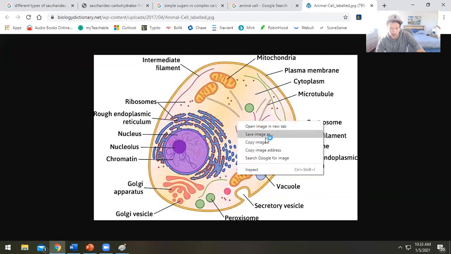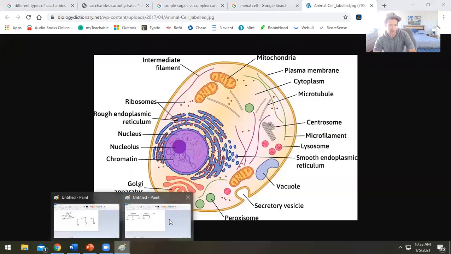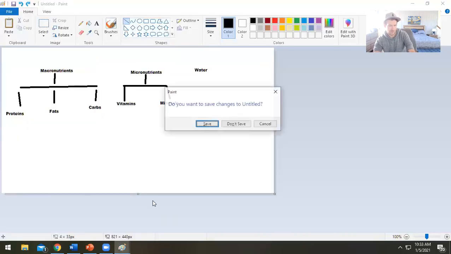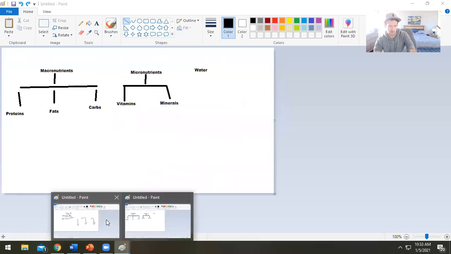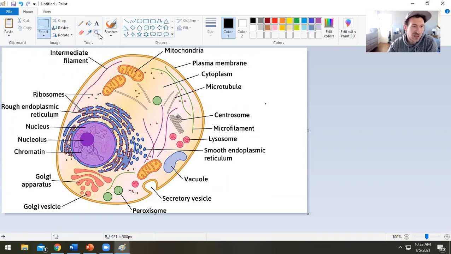Copy image. Paste. All right. So that single sugar molecule is going to go inside of my cell, and it's going to go right in here, this little empty space right here. And that's the cytosol, the cytoplasm, which is the wet, soupy, gooey part of the cell.